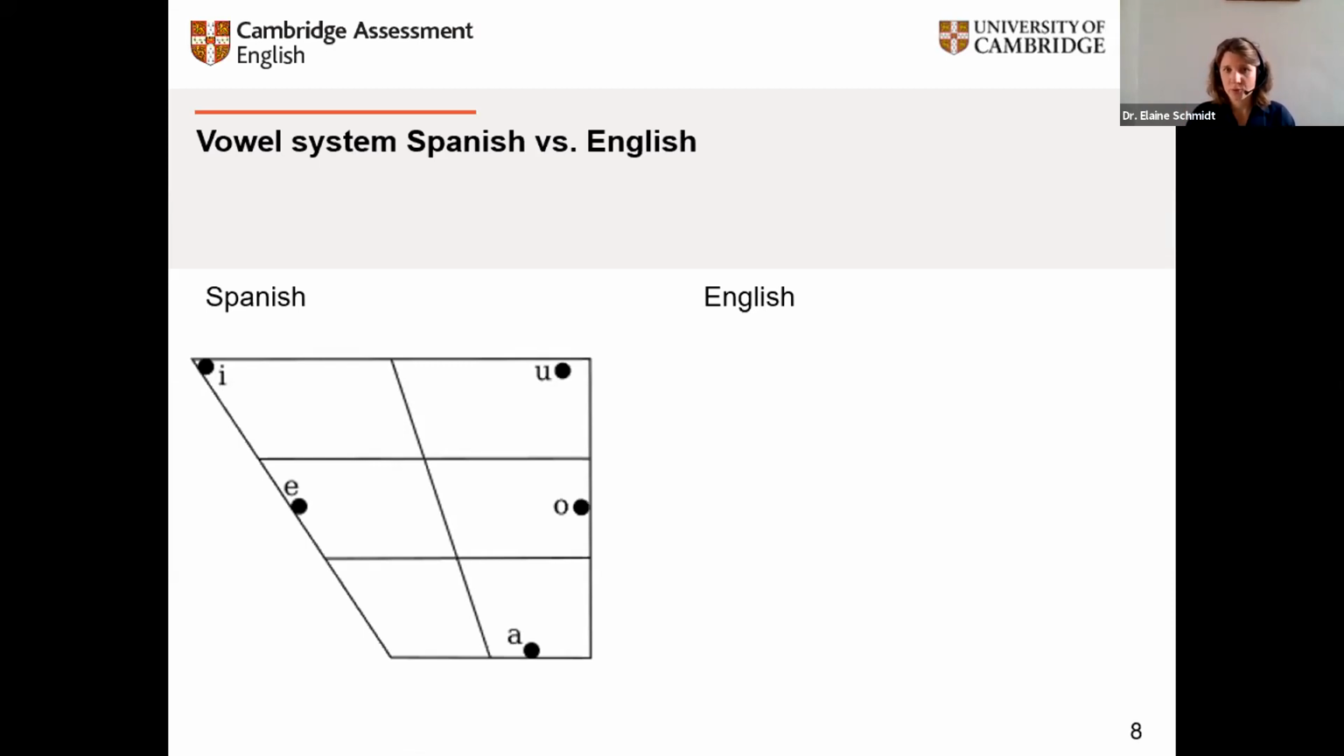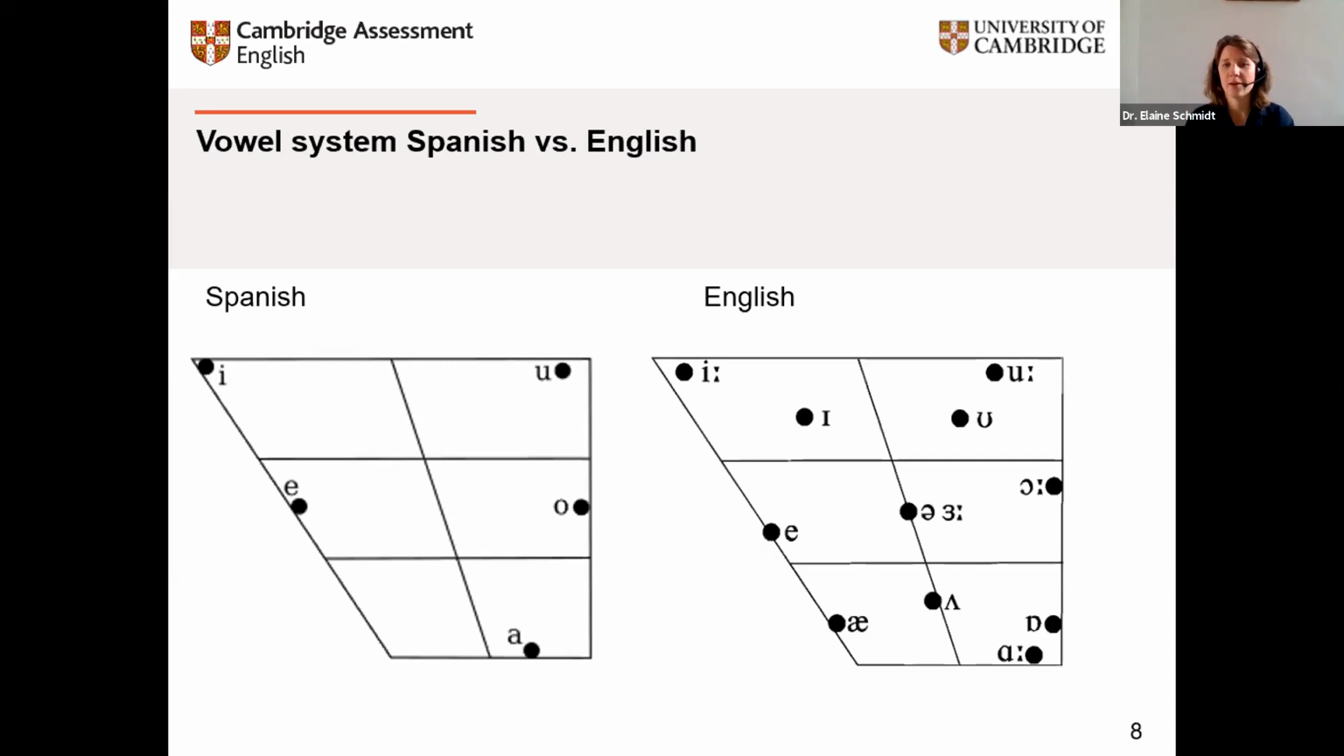If we compare this to English vowels, you can see immediately that that's a massive difference. We have 11 different vowels in English, and this is again in standard British English, not in American English. We also have 11 vowels in American English, but they look slightly different. Now, what does this mean for the learners?